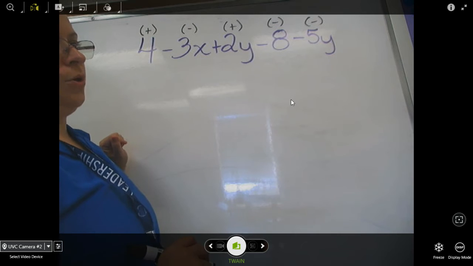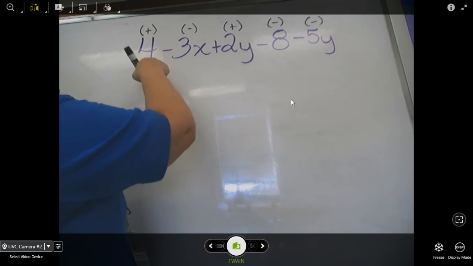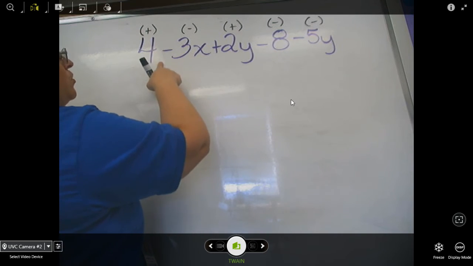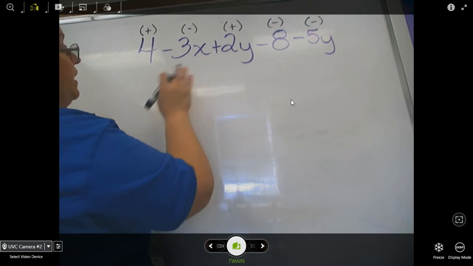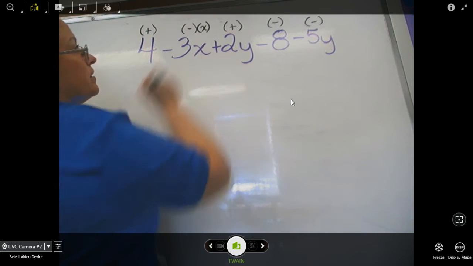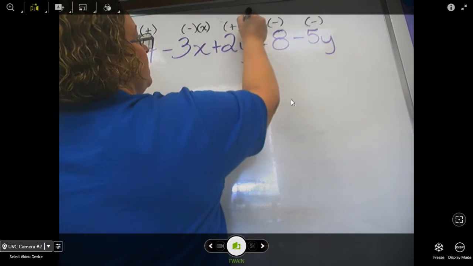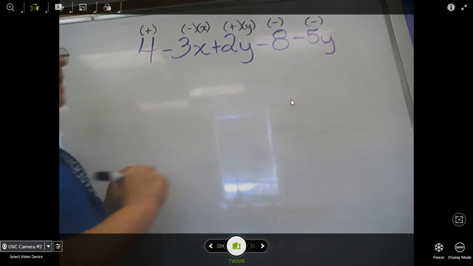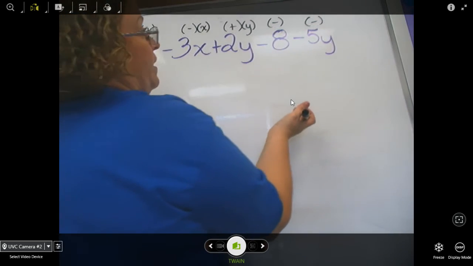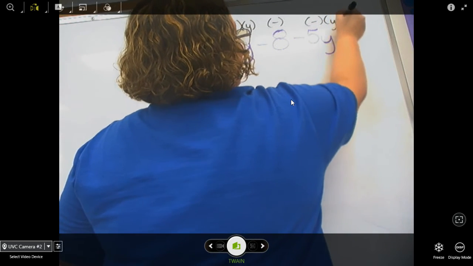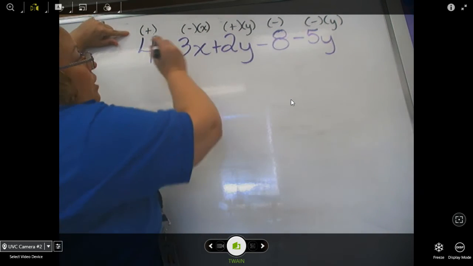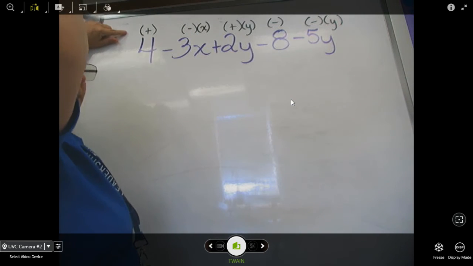I still want you doing this, especially on these. But I want to add one thing to it. There's no variable here. There's no variable, so we're not going to put anything up there with it. We're going to leave it just a positive number. This is a negative x. This is a positive y. This is a negative constant. So again, there's no variable with it, so I'm not going to put anything. This is a negative y. Now, if you look up at this line, you can look right now and you know what can be combined.